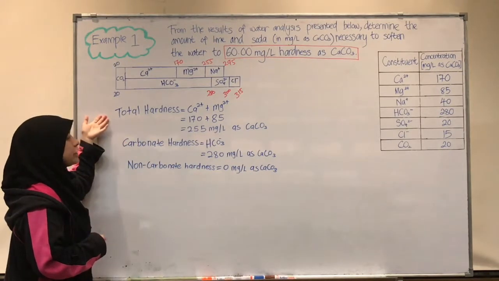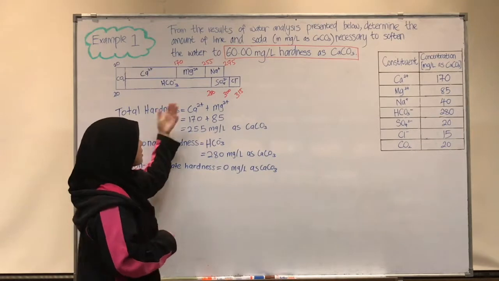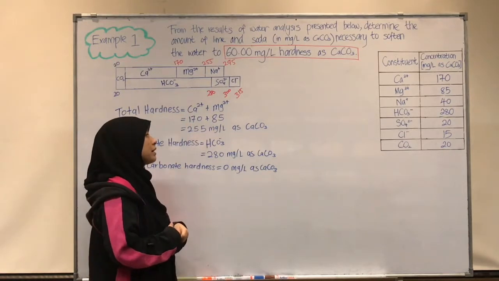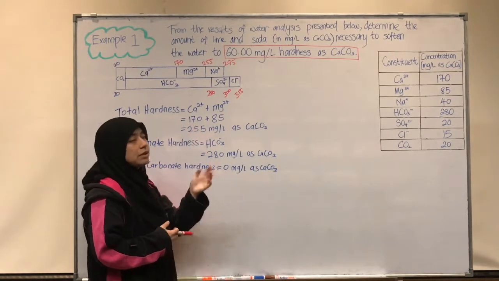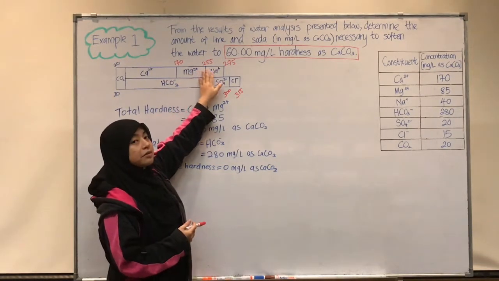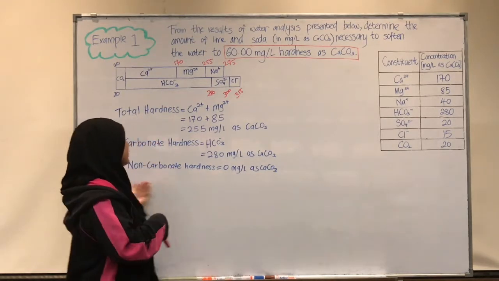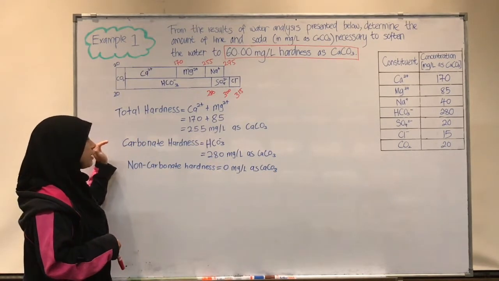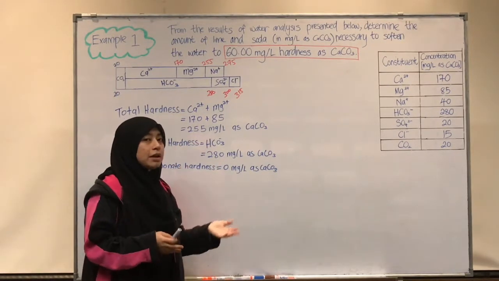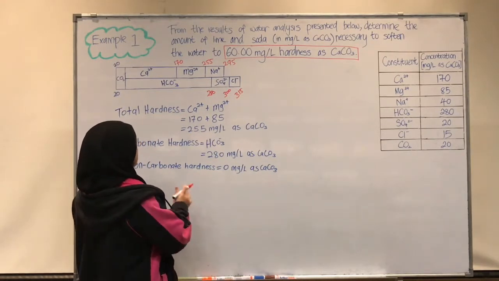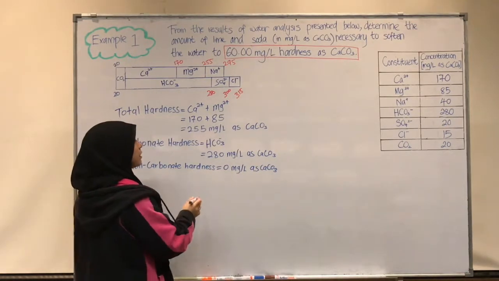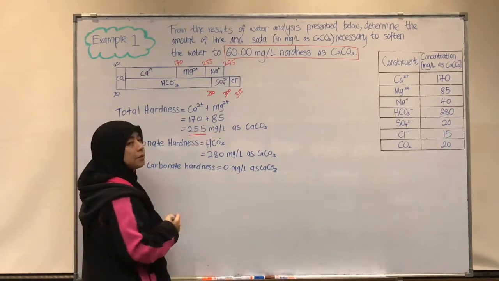To find the total hardness, we just add up the calcium and the magnesium. We get 170 plus 85, with the result of 255 milligrams per liter as calcium carbonate. We can just plug in directly from the bar diagram, which eases the job. We also have to find the carbonate hardness, which consists of the bicarbonate value, 280. But since this value is more than the total hardness, we just take 255 as our carbonate hardness.